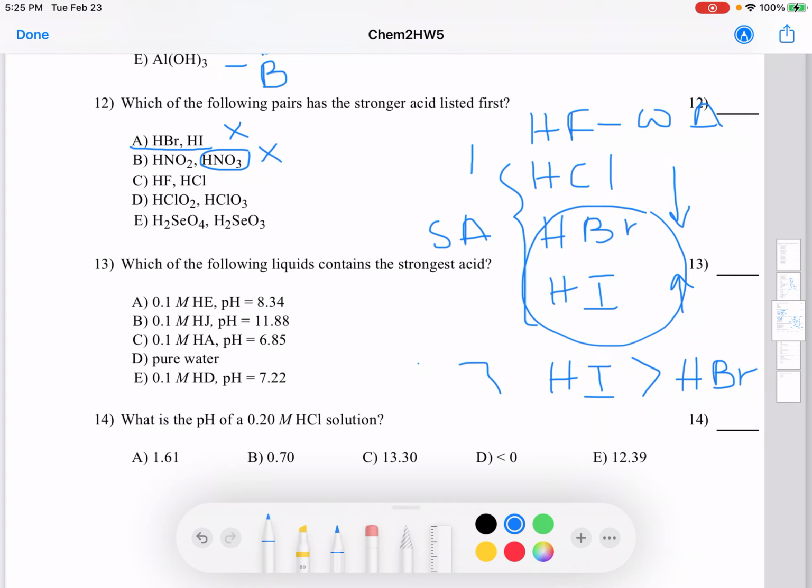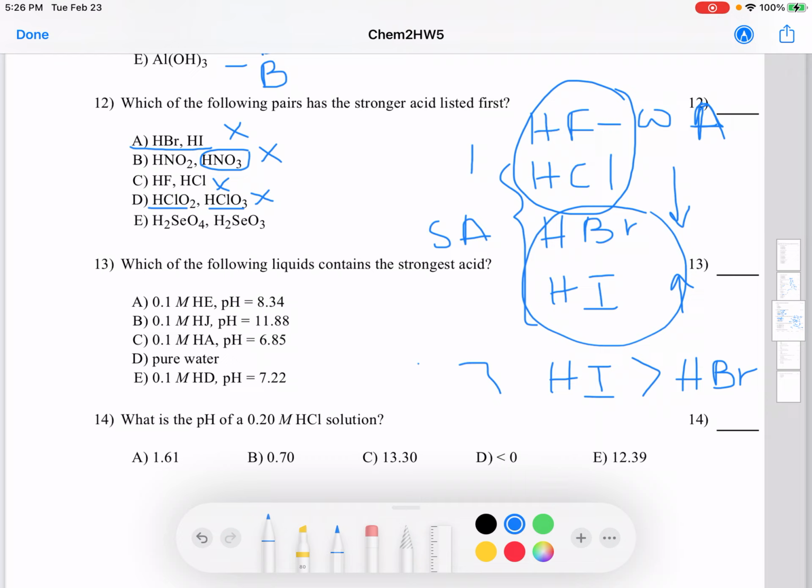Now between HF and HCl, which one is strong? Hydrofluoric acid is a weak acid, right? HCl is a strong acid, so that's not correct either. And HClO2 and HClO3, when you have an oxo acid like that, you have to look at the number of oxygen atoms. The first one has 2, the second one 3. So again, HClO3, chloric acid, would be stronger than the first one written, which was chlorous acid.